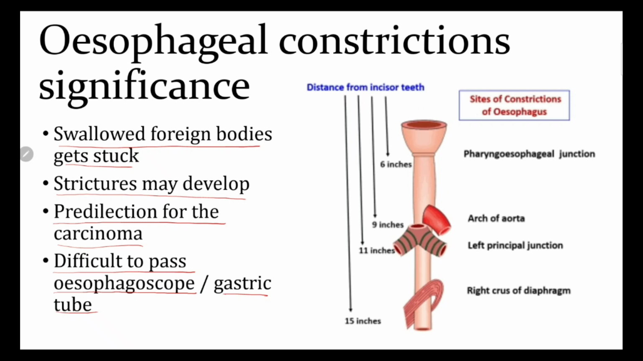So in this diagram you can see the sites of constriction. The first constriction is at the pharyngoesophageal junction, the second constriction is by the arch of the aorta, the third constriction is by the left principal bronchus, and the fourth constriction is by the right crus of the diaphragm.